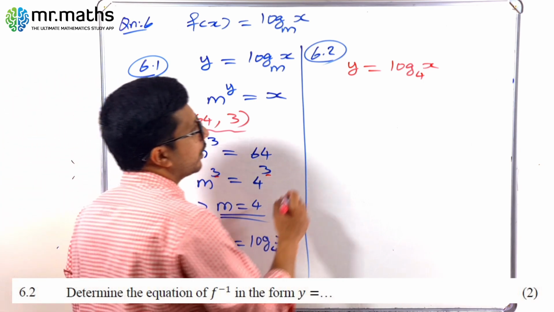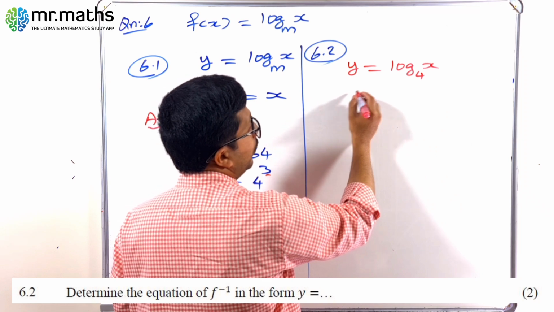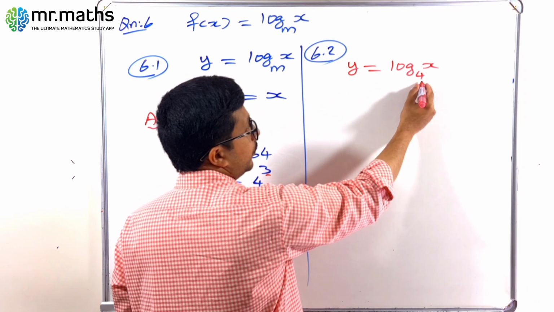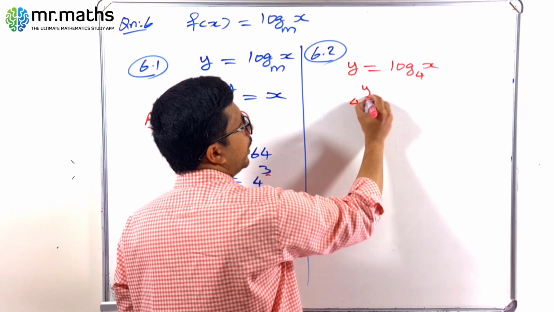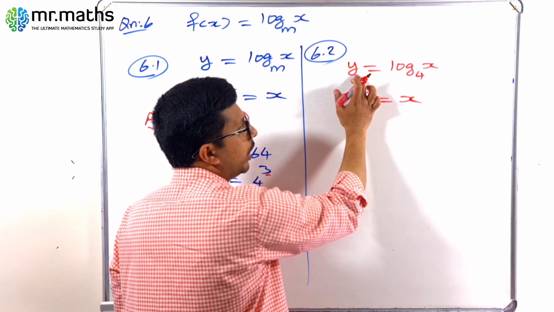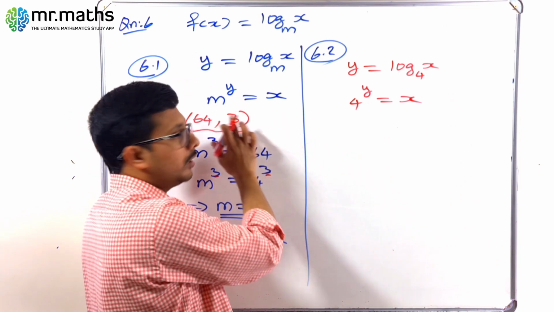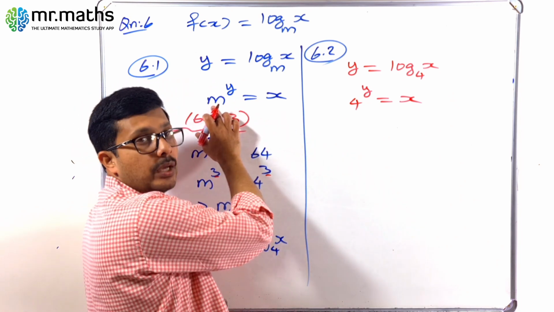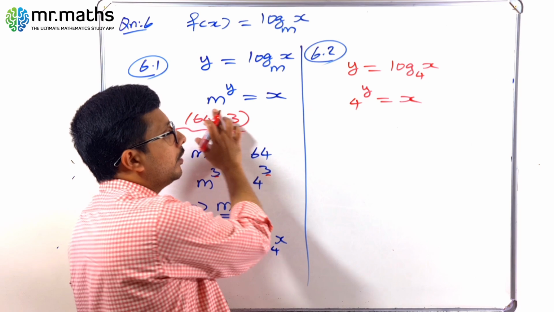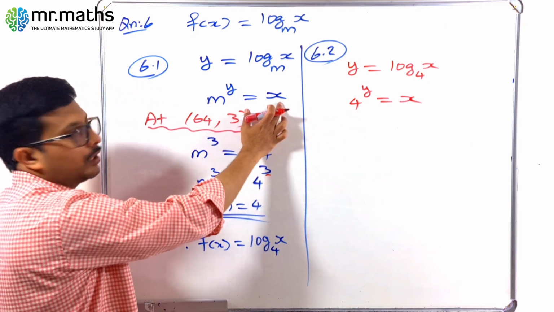So y is equal to log x to the base 4. From here, how can we write this in exponential form? 4 raised to y is equal to x. Am I right? Like what I said here, same thing. Here I got the value of m as 4. That's the only difference, because here we already got the value of m as 4. So 4 raised to y is equal to x.